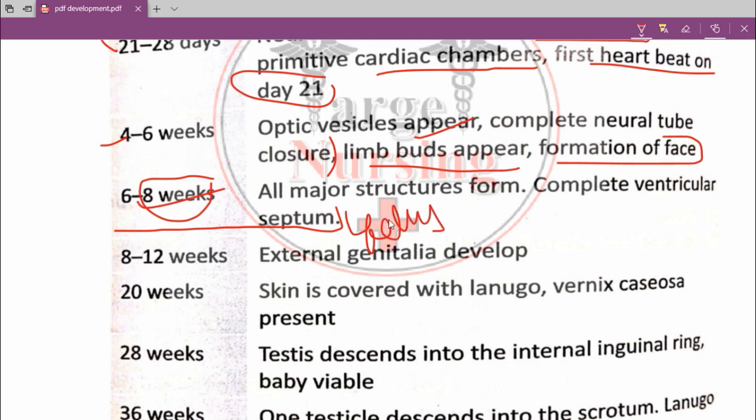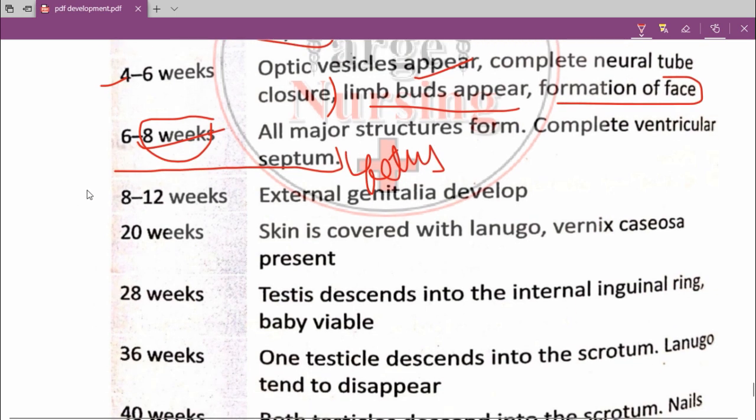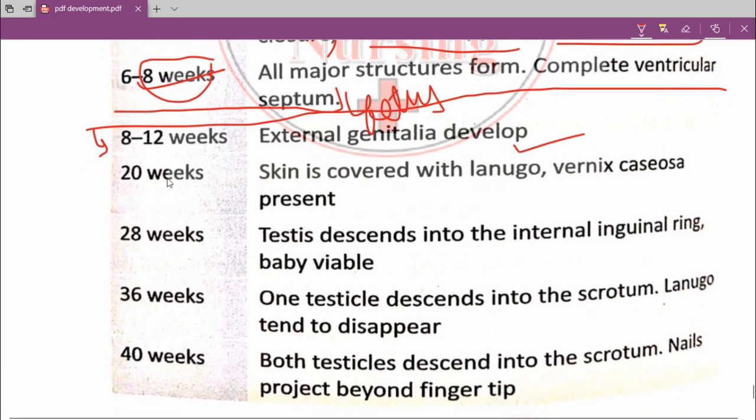Till 8 week, at the end of week, we get fetus, embryo to fetus. And now from 8 week to 12 week, this is the fetal period. From here, this is the fetal period. Okay, 8 week to 12 week, external genitalia develop. Okay, and 20 week में क्या होगा, skin is covered with lanugo. Lanugo is a hair that covers the fetus.